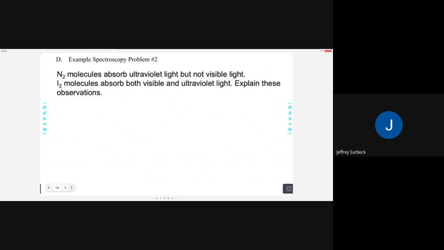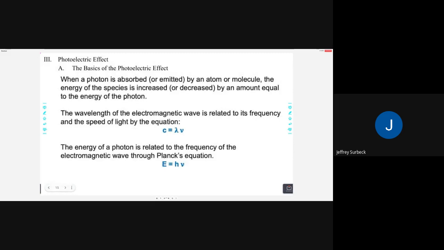Does that make sense? The notes go into more detail here about the different types of energy, but essentially think mass here, right? Think mass related to energy. Questions? All right, let's get to the photoelectric effect.